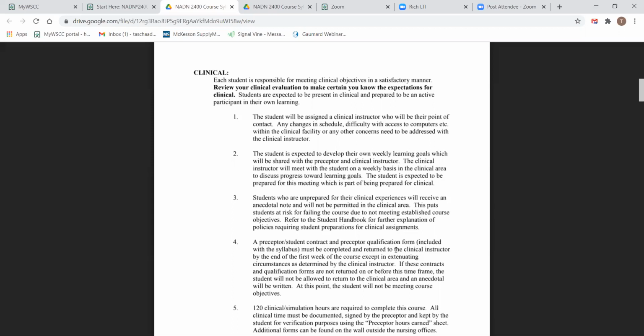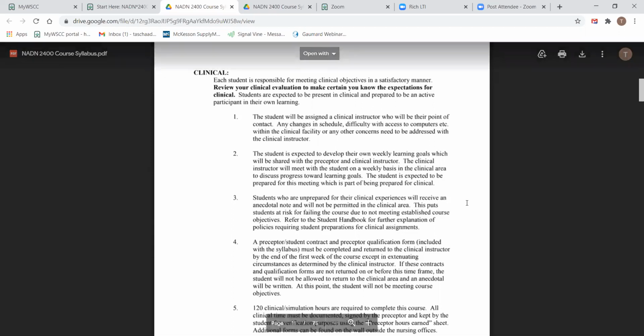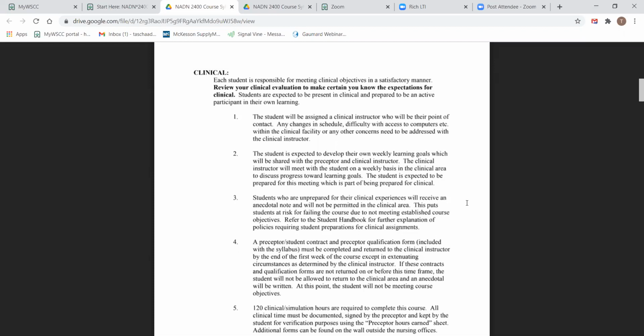Okay, 120 hours of clinical or simulation, if we need to, are required to complete the course. All clinical time must be documented, and it needs to be signed by the preceptor and kept by the student for verification purposes using that preceptor hours earned form sheet. That form will be given to you during your orientation time by your clinical instructors. There are also additional forms outside the nursing offices upstairs as well. They may have some downstairs as well, but we have them upstairs for sure.